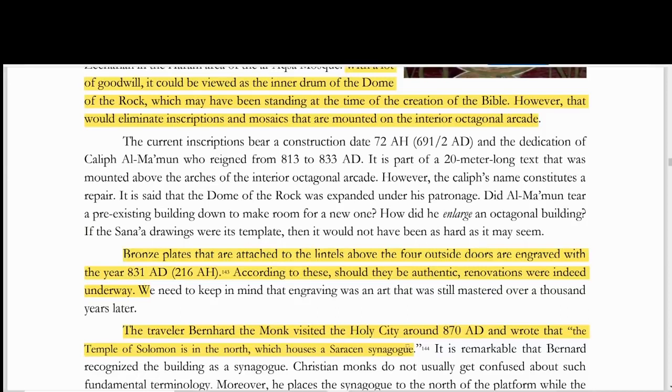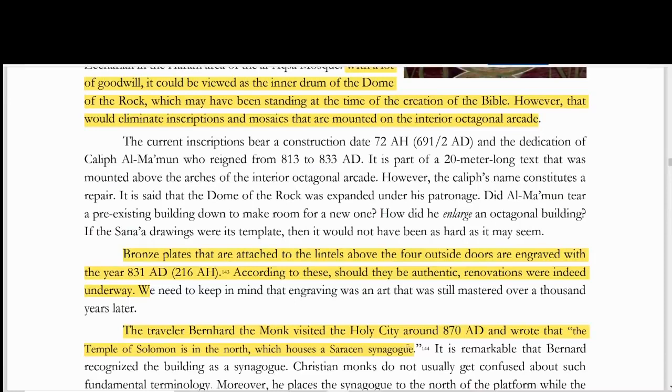The current inscriptions bear a construction date of 72 AH, or 691 to 692 AD, and the dedication of Caliph al-Mamun, who reigned from 813 to 833. It is part of a 20-meter long text that was mounted above the arches of the interior octagonal arcade. However, the Caliph's name constitutes a repair.